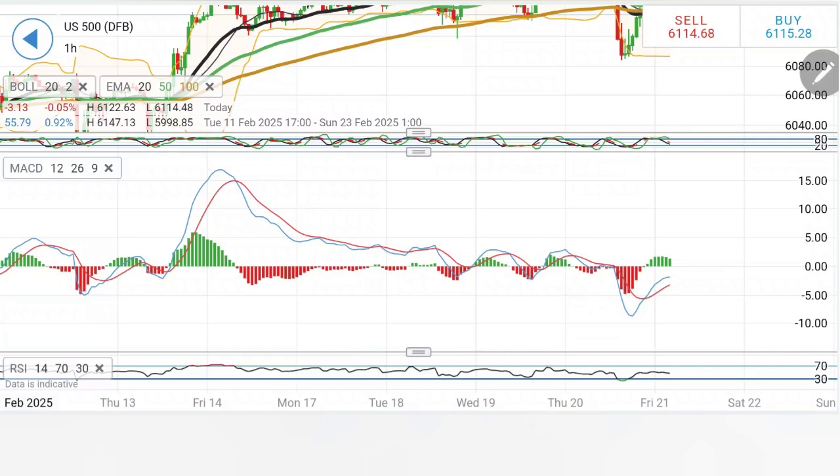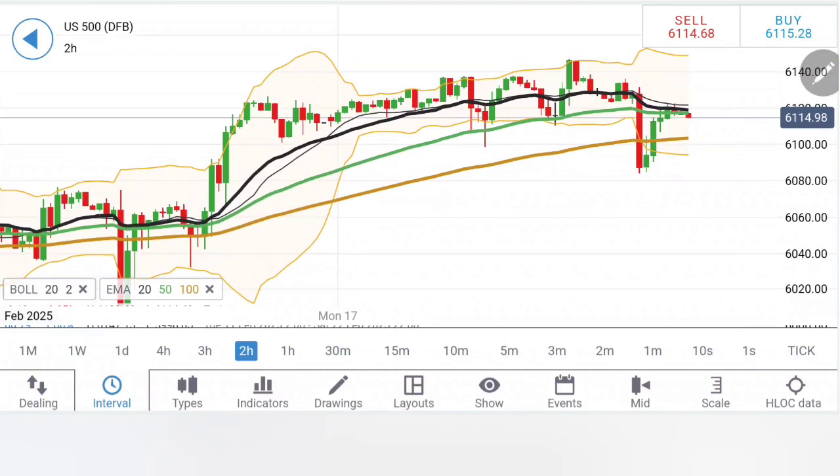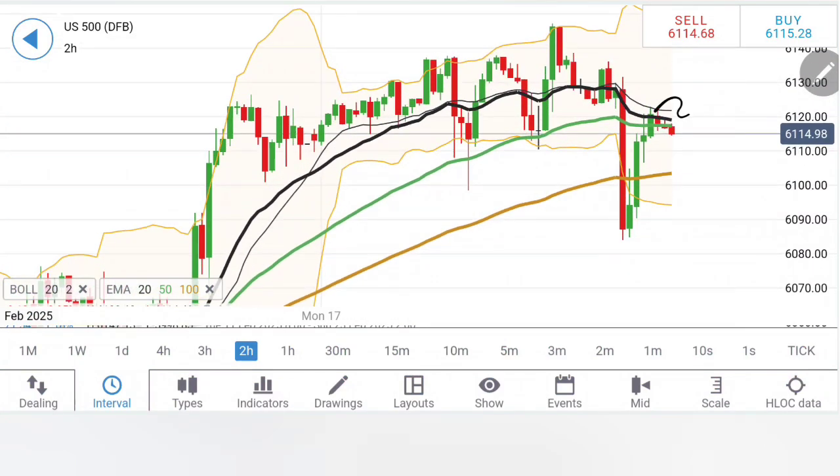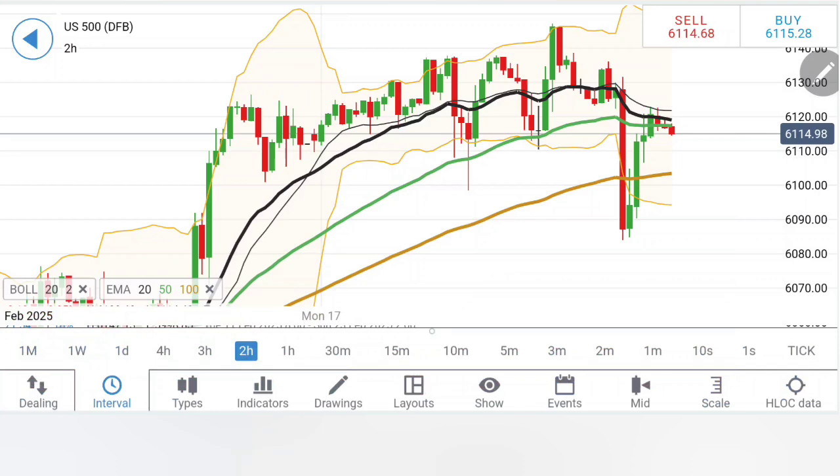Stochastic looking downwards. MACD after the crossover is right now trading with the buys. RSI is also trying to suggest slight bearishness. On the 2-hour charts, the resistance from the 20-50 period moving average is pretty strong. After the dip, it has retraced and is now looking downwards. Not a good sign for the bulls. Let it stay below 6110.